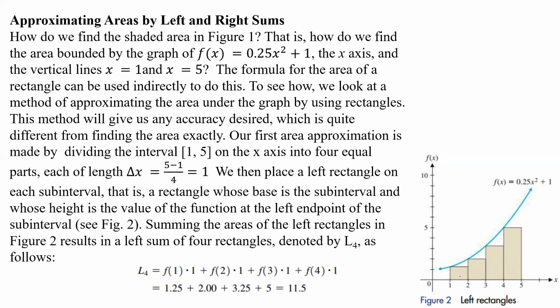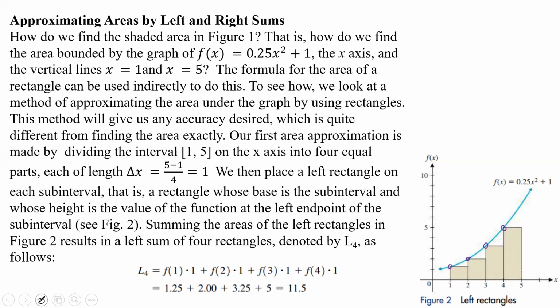So what is the width? Well, the width is 1. Now we have to figure out the height. When we plug in 1 into this function, that's going to give us this value. When we plug in 2, that's going to give us this value. When we plug in 3, we'll get that value. When we plug in 4, we'll get that value. That gives us f of 1, f of 2, f of 3, f of 4, which are 1.25, 2, 3.25, and 5, because the width of each one is just 1. So when you multiply them, you just get out whatever that height is. Then you add them all together, and that tells us the area is 11.5 using left rectangles with 4 subintervals here.